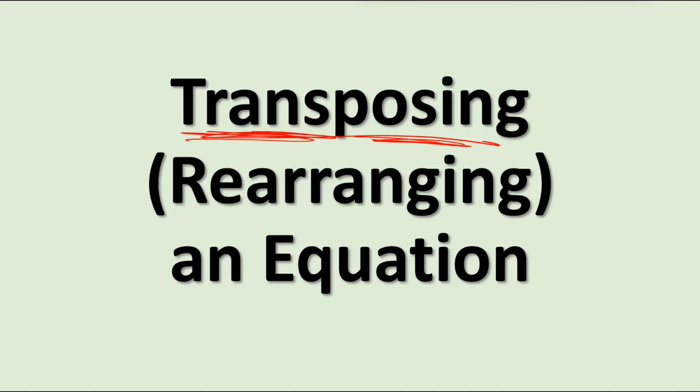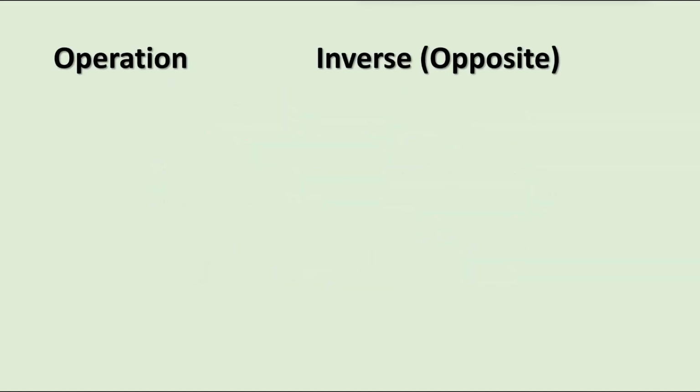Now we can do this so long as we remember that when something goes across the equal sign, we have to do the inverse of it. Let's see what we mean by that. Let's say something was added. The inverse is essentially the opposite. So what's the inverse of addition? That would be subtraction. Likewise, the inverse of division would be multiplication.